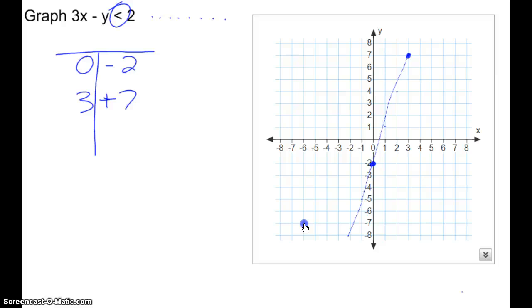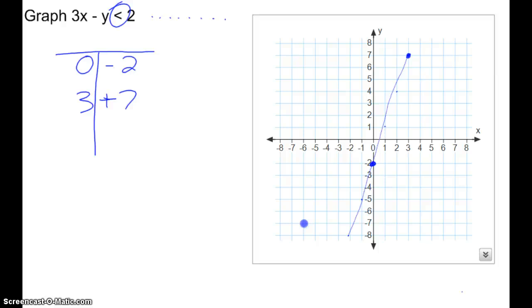All right, so there is your graph. Okay, now that's a dashed line. What you have to figure out, though, is what half is shaded. Is the left half or the right half going to be shaded? So we want to use our test point. Our test point is 0, 0.